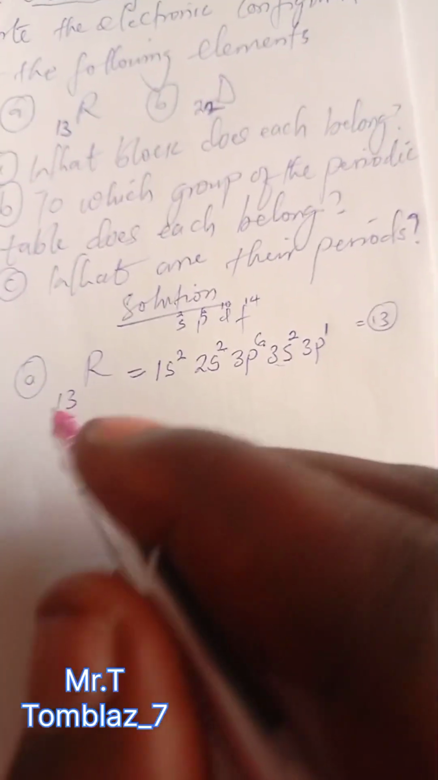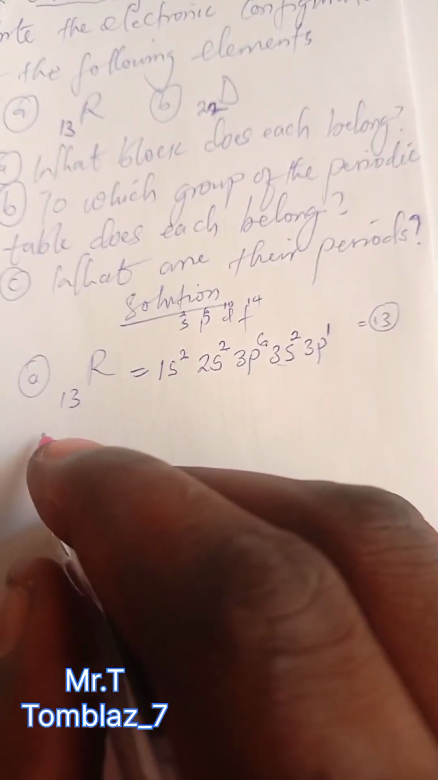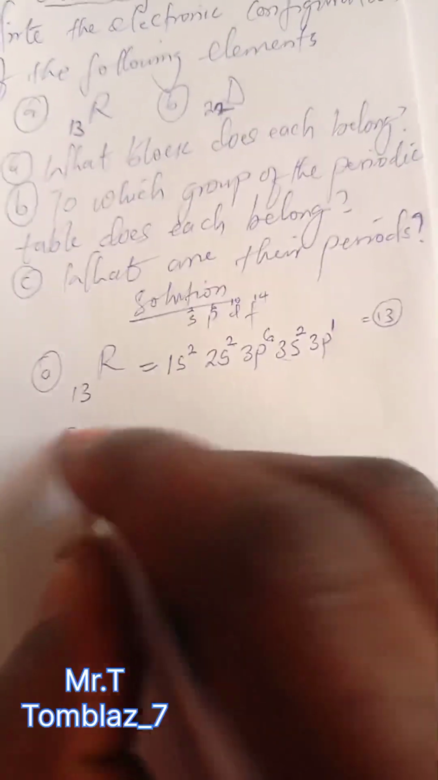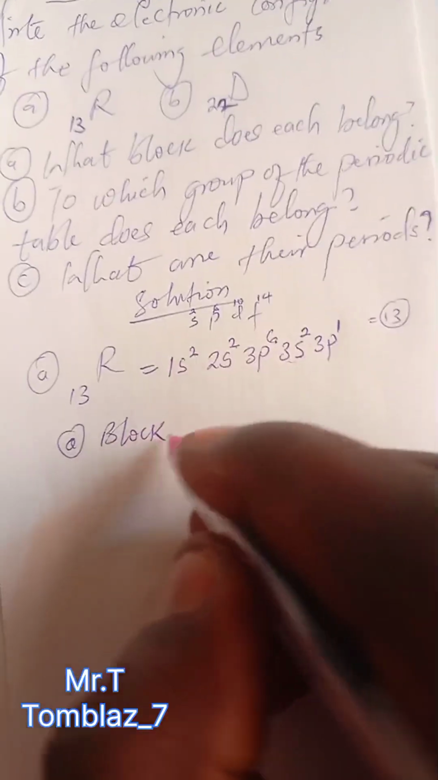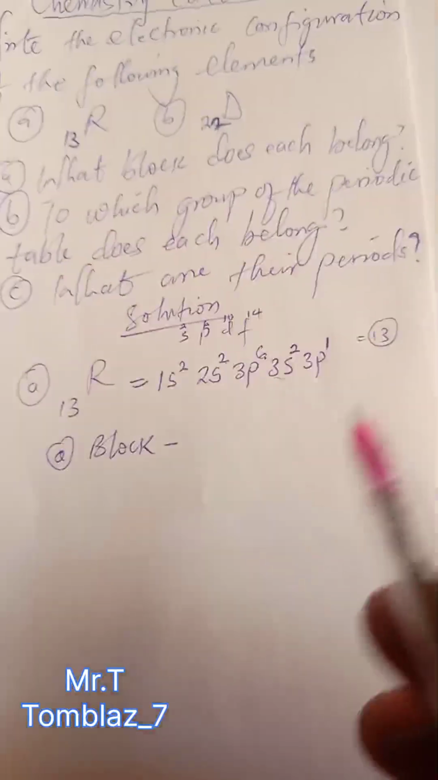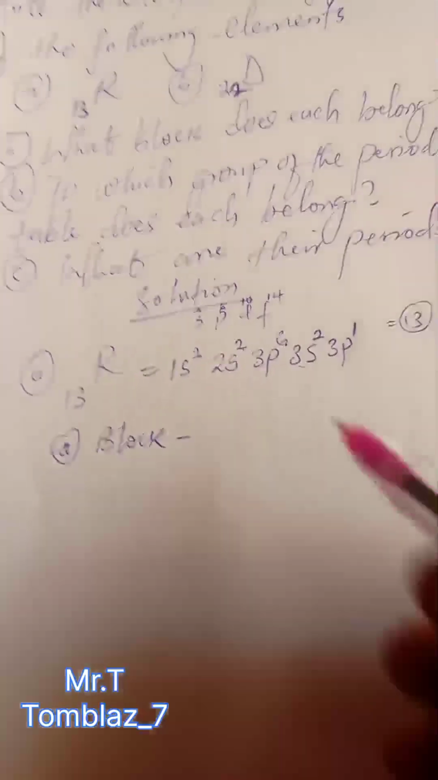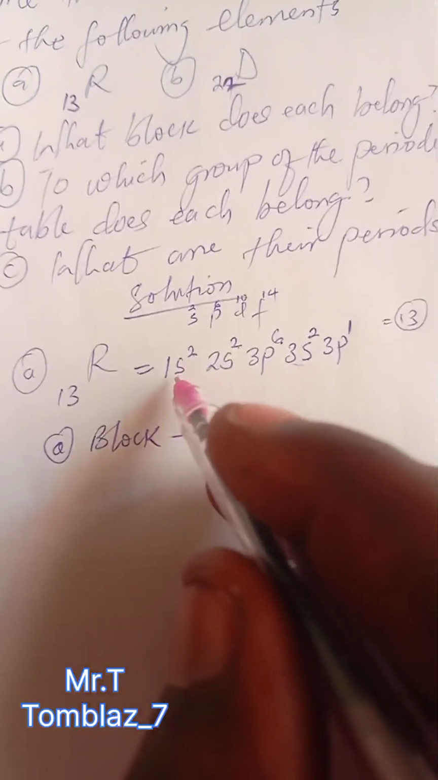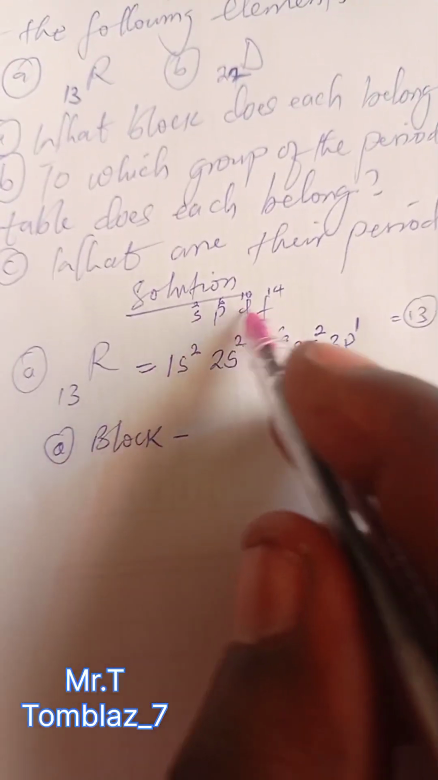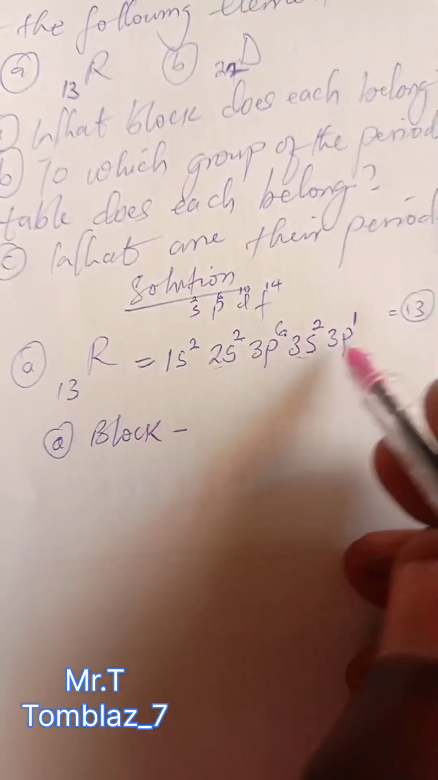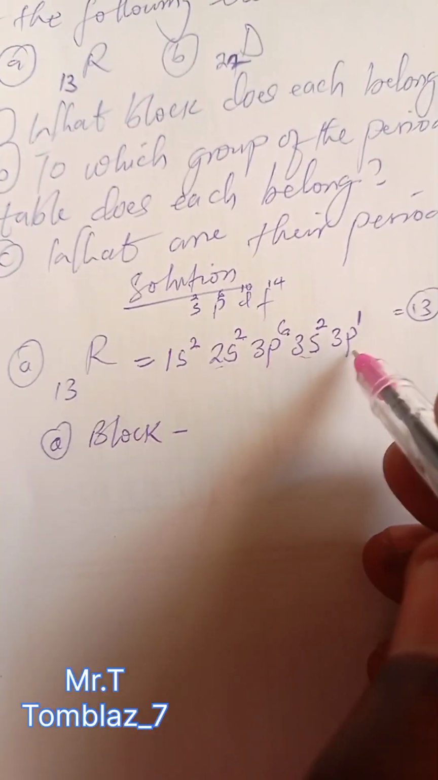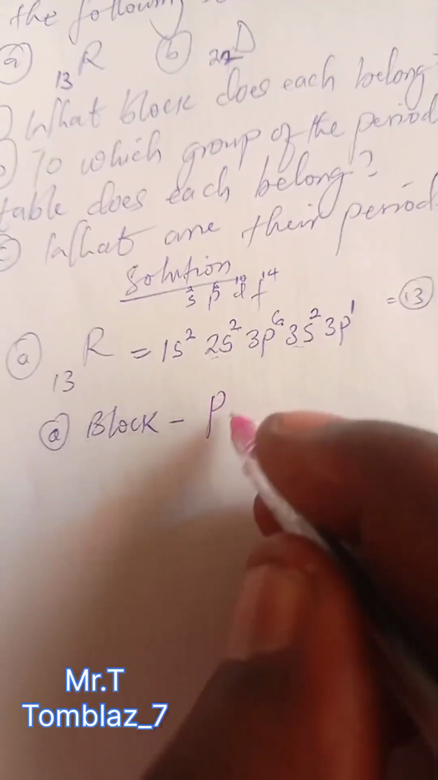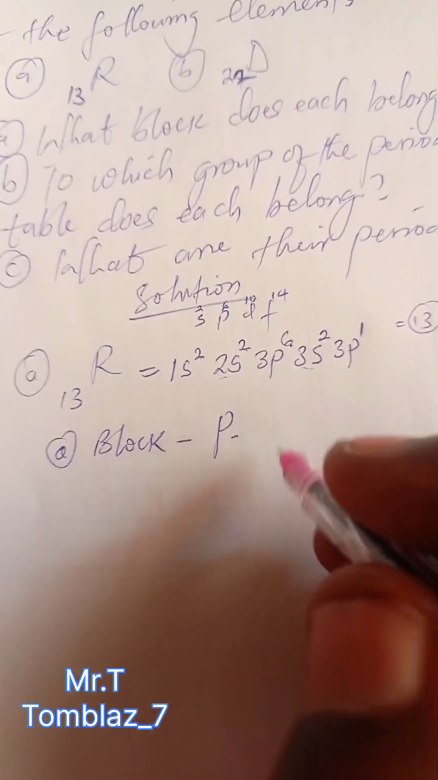Then the second thing is what block. So if I call this one option A, what block? So let's find the block in which this belongs. Now, how do you know the block? The block is the SPDF that we follow. So the last one is the one we are going to be taking. So based on this arrangement, the last block here is P. So this is a P block element, right? So it's a P block element.